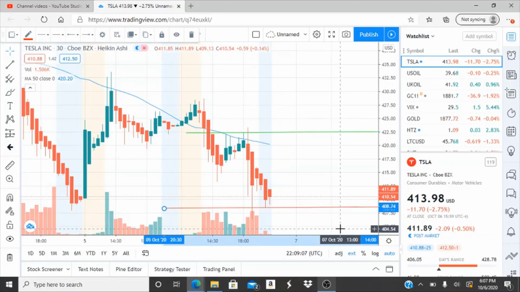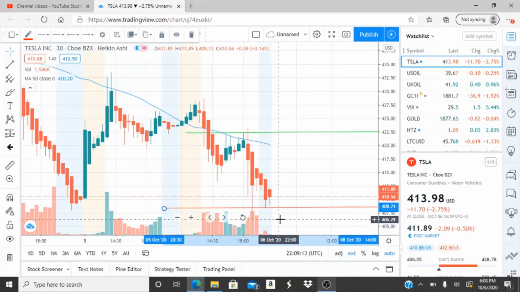On the other hand, we have what the bears want. The bears want to continue to bring this down, and obviously the lowest point in the day was 406.29. That's an important support level, but before getting to that one, the first one here, closest to it, is 408.74.